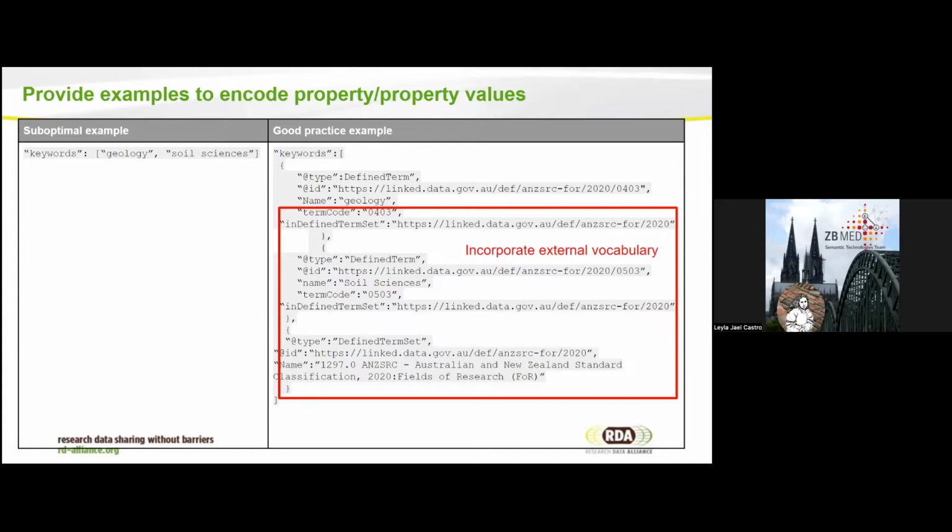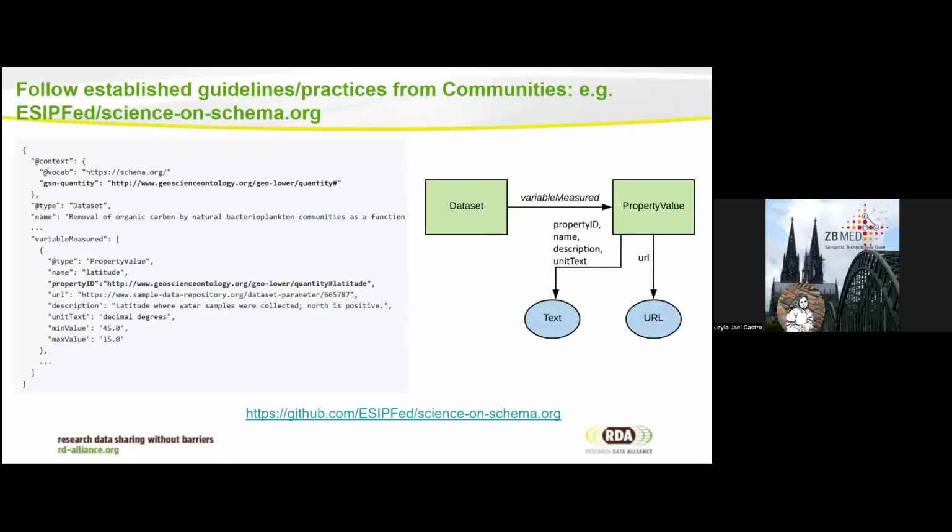So you have all your keywords defined by defined terms. This is the way in Schema.org to talk about external vocabularies. So you are consistent in the way, and you are following some community standards in here. Next one, yes, thank you.